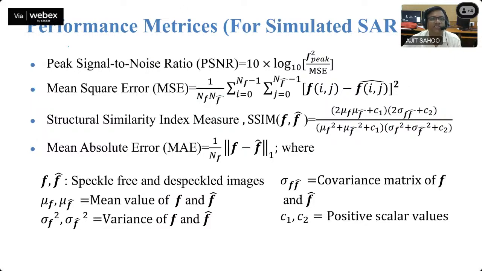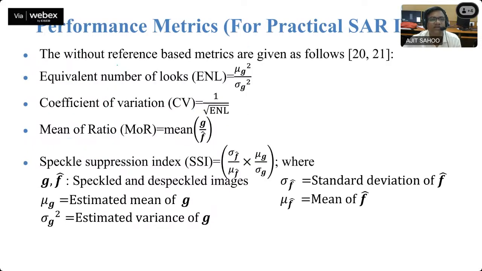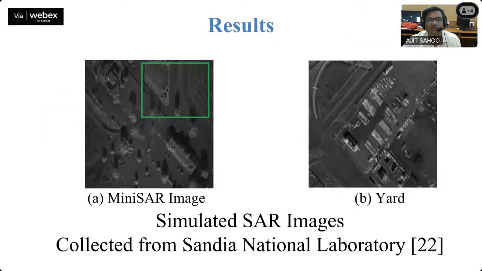Now these are the performance metrics, like peak signal to noise ratio. You must know that when you have the reference images, you have some measures to see the performance of that particular algorithm, like peak signal to noise ratio, mean square error, structural similarity index, mean absolute error. So these are the performance measures when you know the ground truth image. If you don't know the ground truth image, as in the practical case, you can have some measures like equivalent number of looks, coefficient of variation, mean of ratio. So these three are without any ground truth image. These are the two images we have taken.